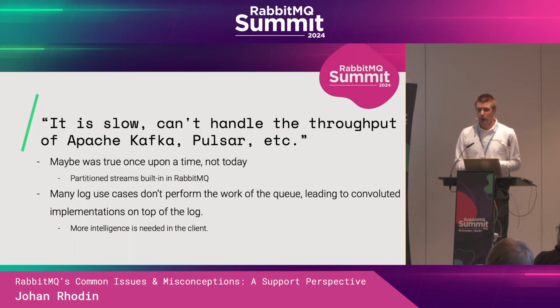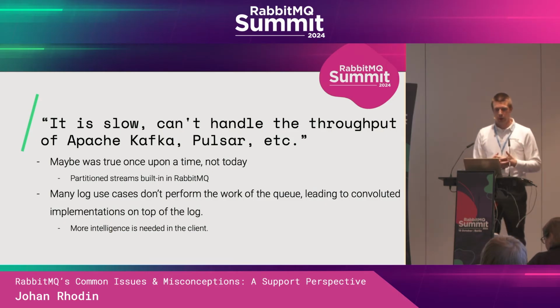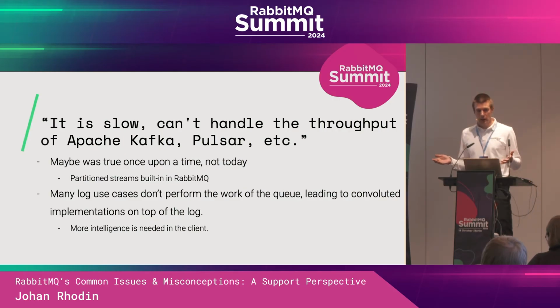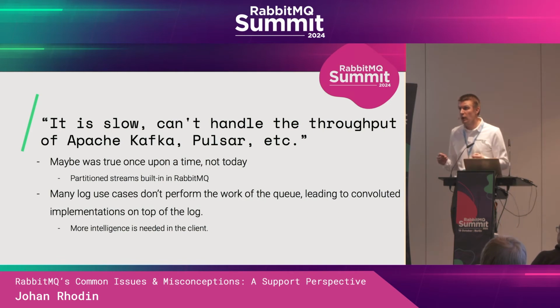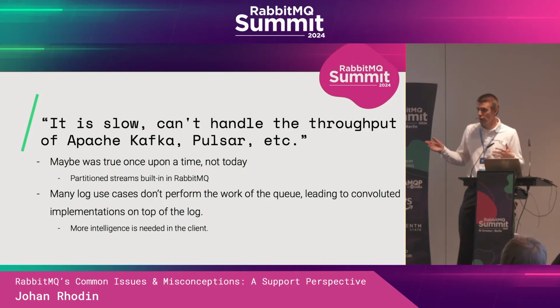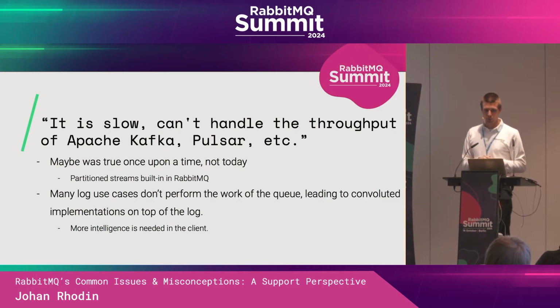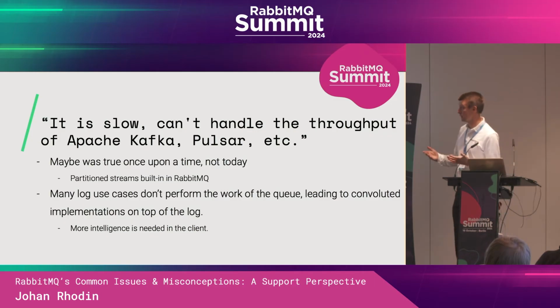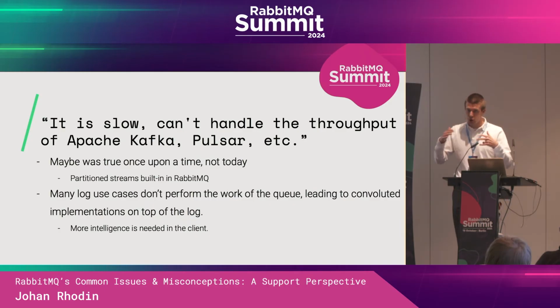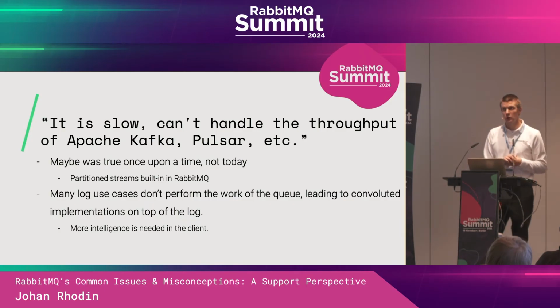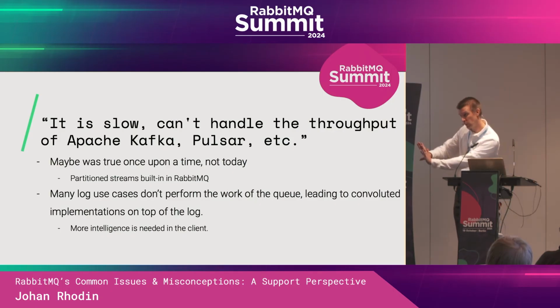Okay, this misconception that it can't handle the throughput of some other system was maybe true in 2018, but now with streams and improved queues, we don't have the same problem. You can partition a stream and you can receive those million-message-per-second workloads that you might want to use. And sometimes using a log for storing messages just pushes the complexity somewhere else.